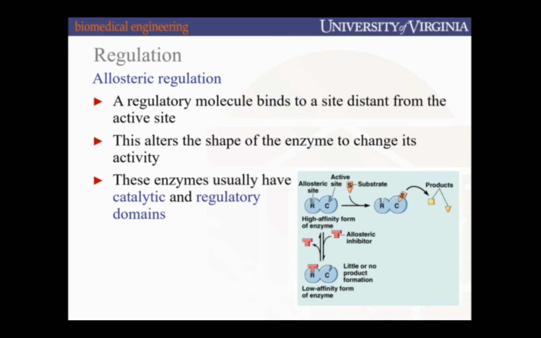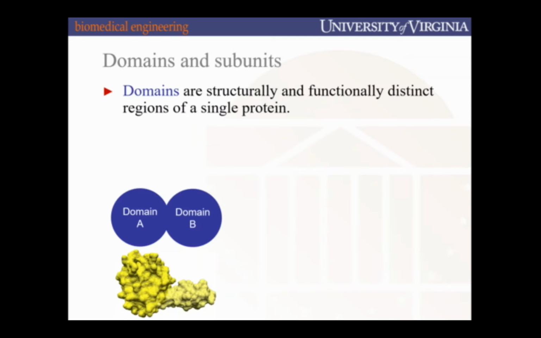In this picture, the allosteric regulator is an inhibitor, but we'll see other examples where the binding molecule can act as an activator instead. I just introduced the term protein domain, so let's give a formal definition for this now. Protein domains are structurally and functionally distinct regions of a single protein. Each protein domain is composed of a single stretch of amino acids within the longer polypeptide chain of the full protein.